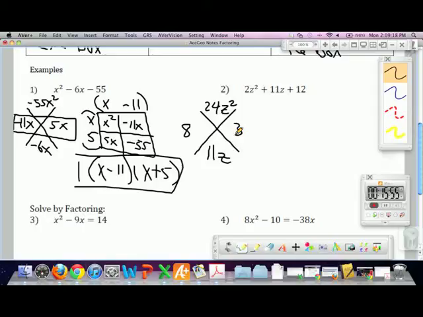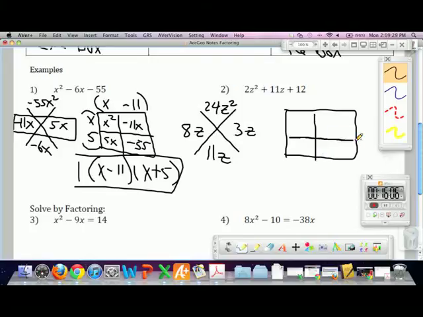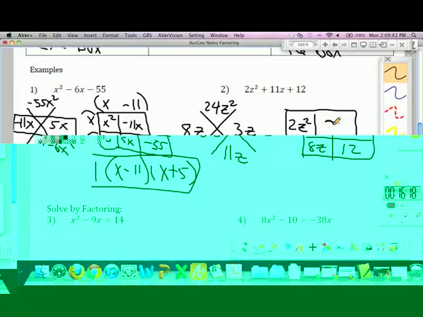Let's create a box now from this. Draw a 2 by 2 box. Let's put our first term in the first box, our last term in the last box, and the answers to the diamond problem get fit into here. So we go like 8z and 3z. Again, it doesn't matter what order you put the answers into the box.